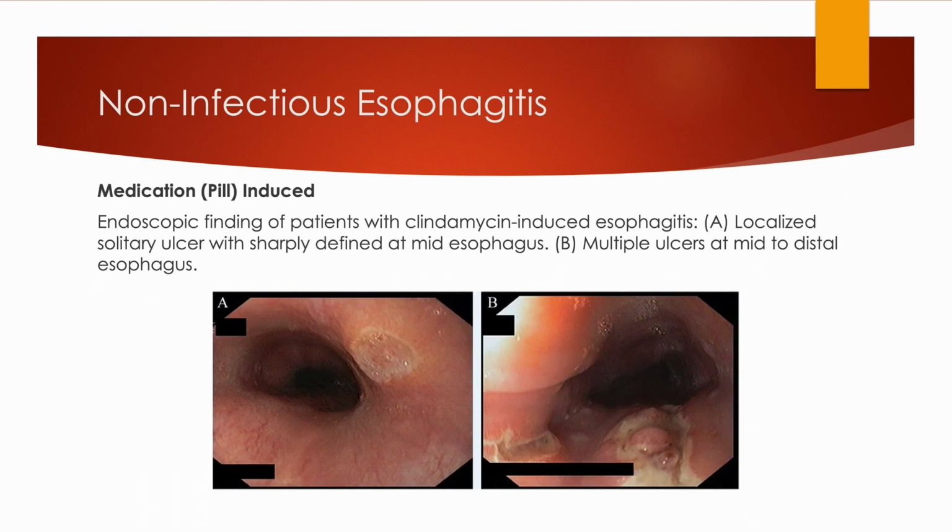Here's an image. This is actually a patient that had a clindamycin-induced esophagitis. You can see there's a discrete, sharply defined erosion right here. And that's where the pill literally was sitting. And then you also have some other sliding ulcerations, as the pill's kind of sliding down. You get it at the esophagus as well. So this is pretty striking when you see that.